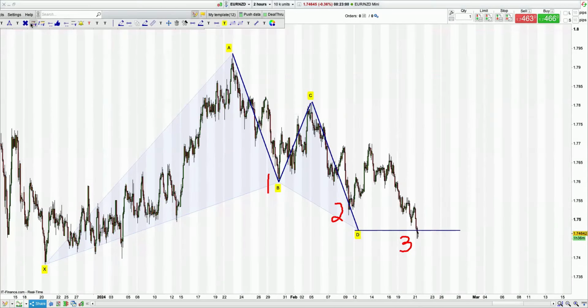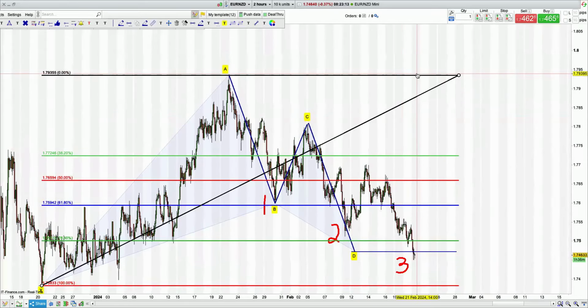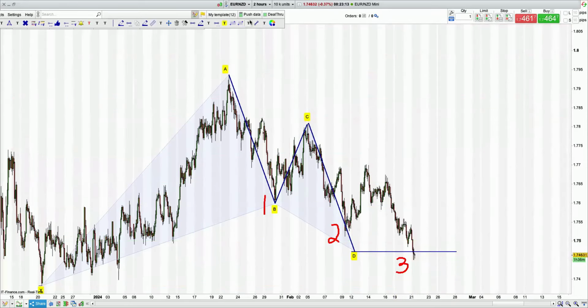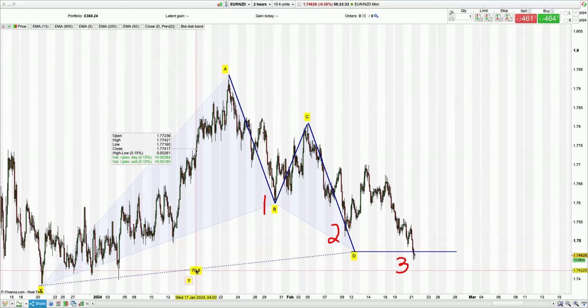Now, if we measure where D comes in relation to X, you can see that we're around the 78% retracement. So let me put that in there, configure lines, 78.6. So that's check 1.